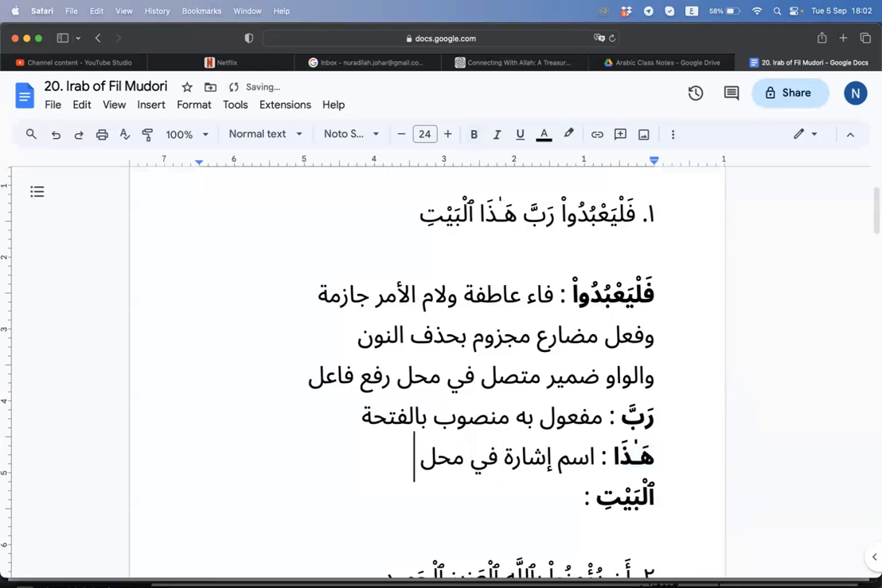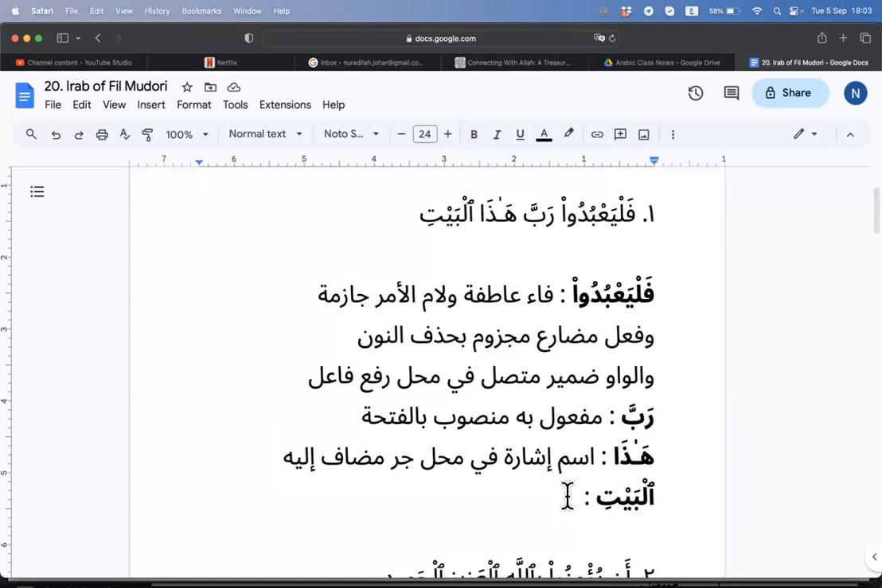Okay, so ism ishara fi mahali jar, because it is a mudaf ilayhi. Good. You can say bil idafa or mudaf ilayhi. And then hadha al-baiti. Is this a fragment or a sentence? This house. So a sentence or a fragment? Fragment. Yes.